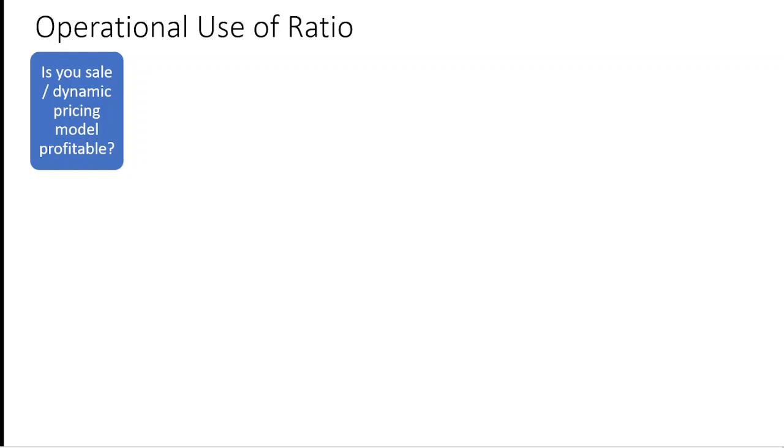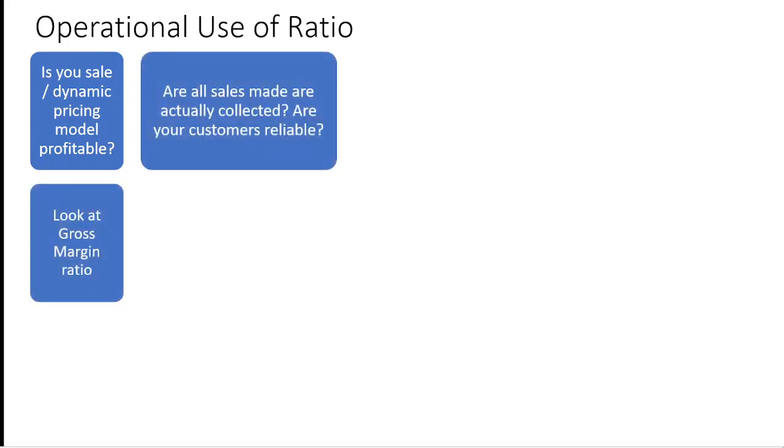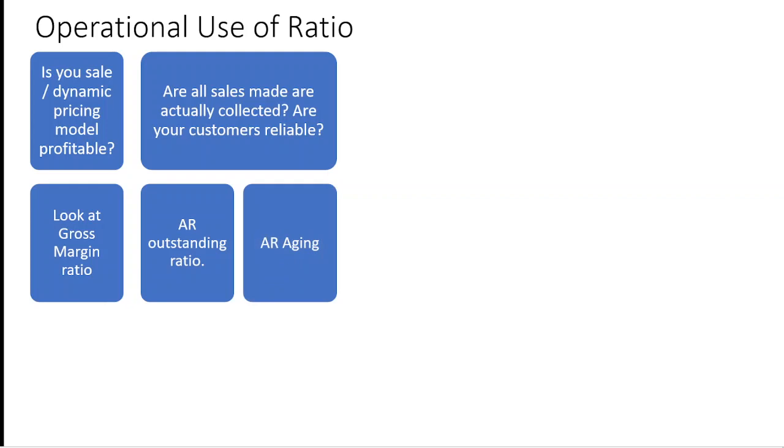If we want to understand whether your sales and the dynamic pricing models are profitable or not, you want to look at the gross margin ratio. If you want to know whether all your sales are collected or not and your customers are reliable or not, then you need to look at your AR outstanding ratio, means the AR turnover ratio, which we just calculated earlier, and the AR aging. How old are your debts?